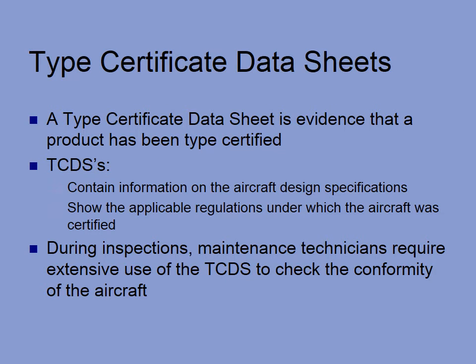Type certificate data sheets are evidence that a product is type certified. They list limitations and information required for type certification, including approved engines and propellers, minimum fuel grade, location of the datum, airspeed limitations, leveling means, number of seats and their arms, oil and fuel capacity, required equipment and placards, maximum weights, and control surface movements.